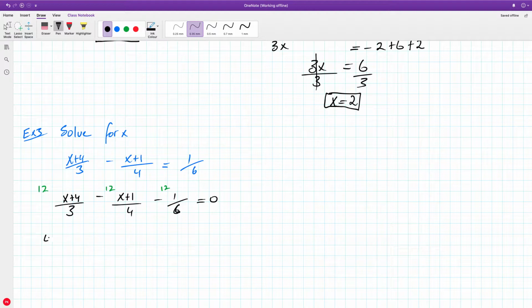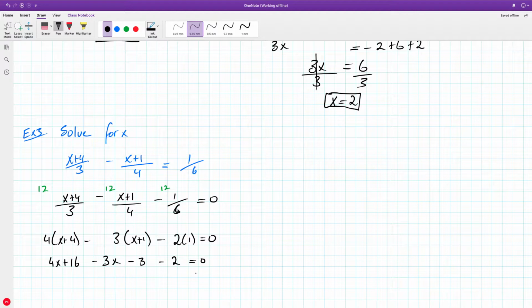3 into 12 is going to go 4 times x plus 4. Minus 4 into 12 goes 3 times x plus 1. Minus 6 into 12 goes 2 times 1 is equal to 0. 4x plus 16 minus 3x minus 3 minus 2 is equal to 0.